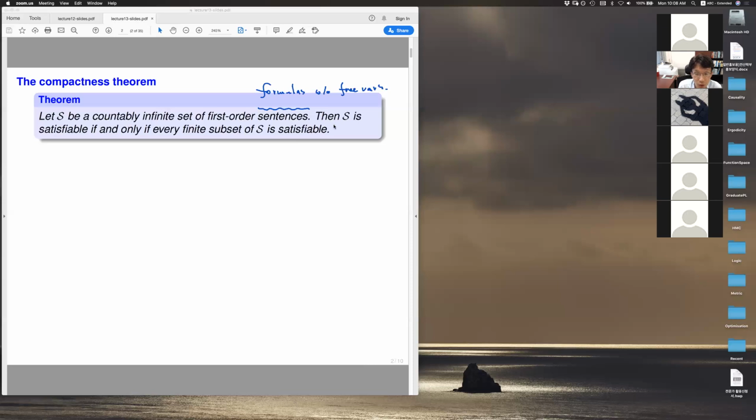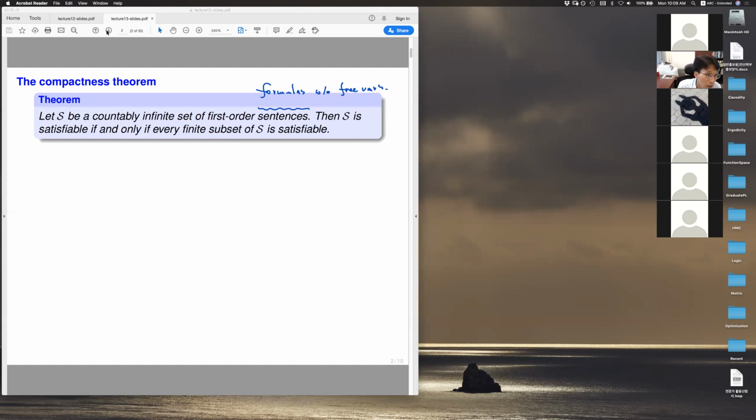So it's very similar to the compactness theorem in propositional logic. In the propositional logic case, S was a countably infinite set of propositional logic formulas, and we have essentially the same kind of claim, which is that the countably infinite set is satisfiable if and only if every finite subset is satisfiable. And as you may remember, the way we often use this compactness theorem is to take the contrapositive of this statement, which says that S is unsatisfiable if and only if some finite subset of S is unsatisfiable, and that kind of contrapositive statement has been used to derive an algorithm.